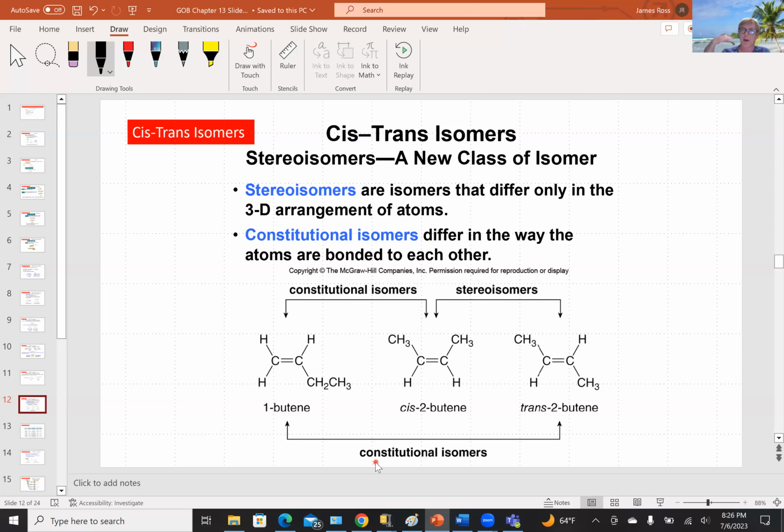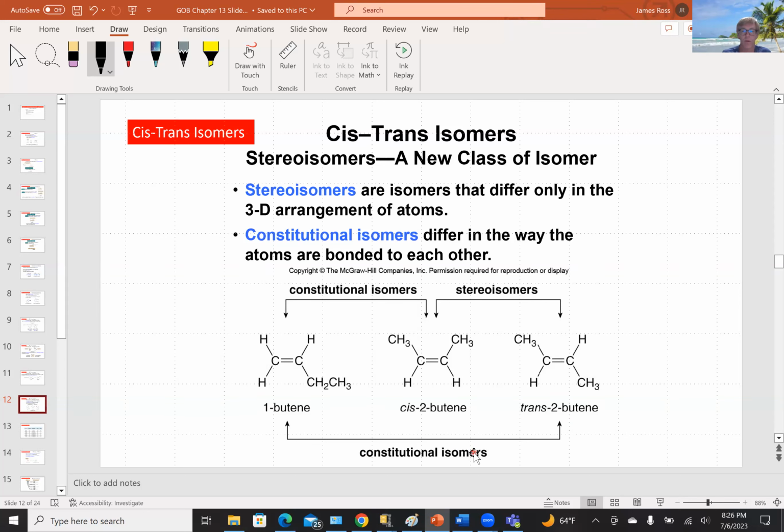We've seen in our alkane chapter what constitutional isomers are. It's when you remove something and stick it somewhere else, kind of like a Mr. Potato Head toy. So you are acknowledging that you've broken something and reattached it somewhere else. The relationship between 1-butene and trans-2-butene is that they're constitutional isomers.